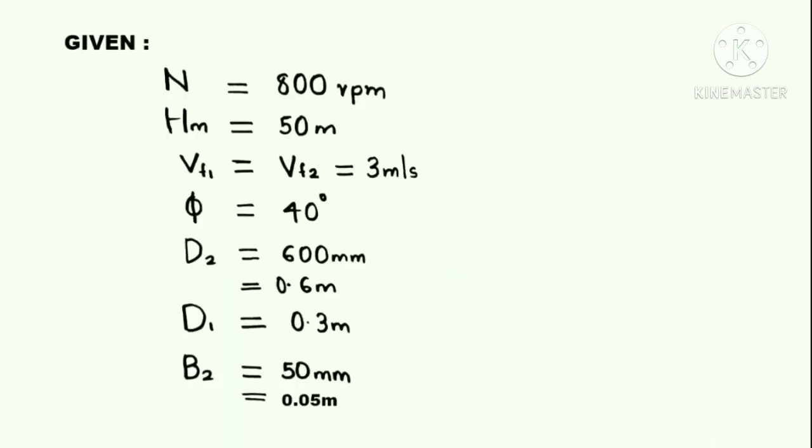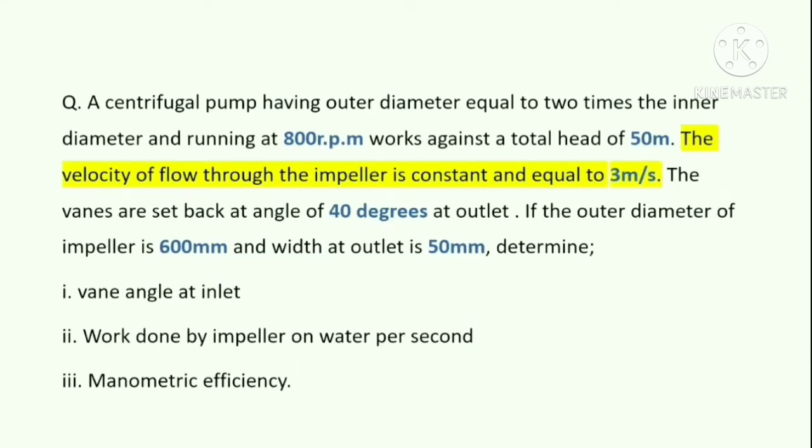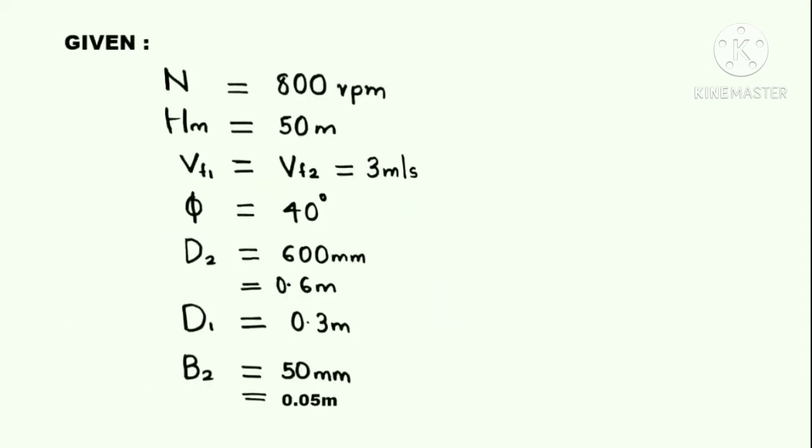So from the question, first we should write the given values. Here speed N is equal to 800 rpm. Head Hm is equal to 50 meter. The velocity of flow through the impeller is constant and equal to 3 meter per second. So the velocity of flow at the inlet and outlet are equal, that is Vf1 is equal to Vf2 equal to 3 meter per second.